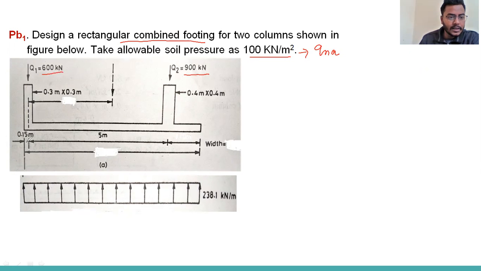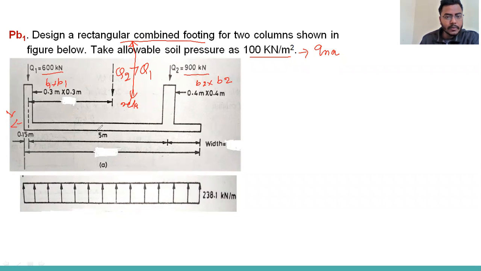You can see this projection, which means we cannot go here. In this case, Q2 is greater than Q1, so we can go for the rectangular combined footing, as mentioned in the question. And what other data is given? You can see the cross section of the lesser column load is B1 into B1, and the cross section for the higher column load is B2 into B2.